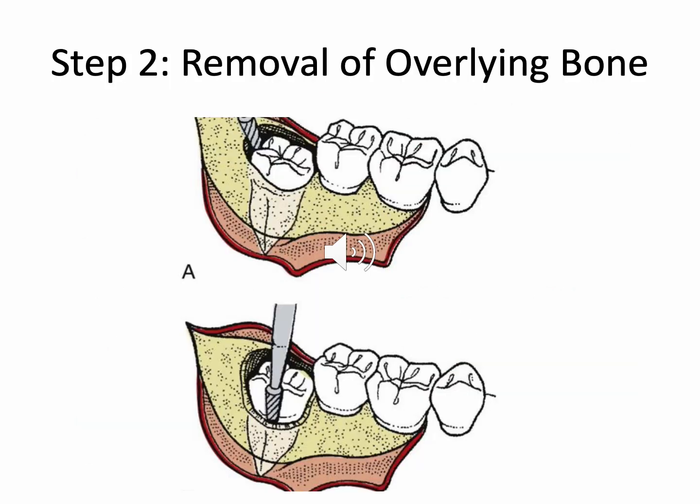So once you have access, step 2 is removing the overlying bone. You can use what I typically use, an 8 round burr.